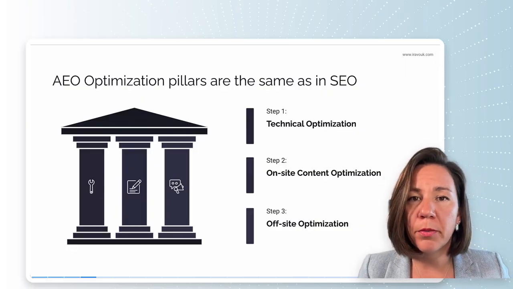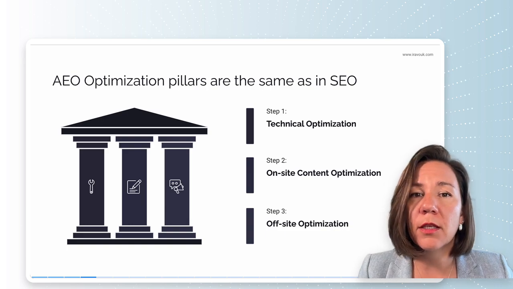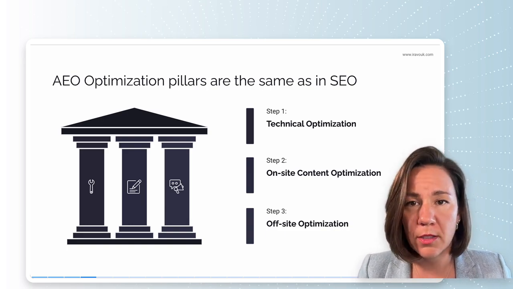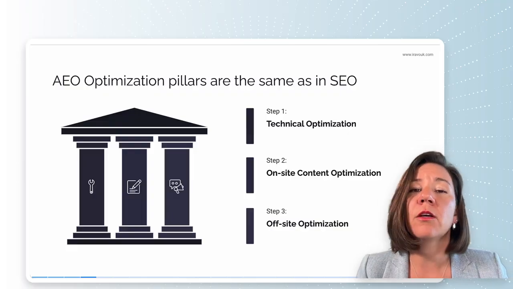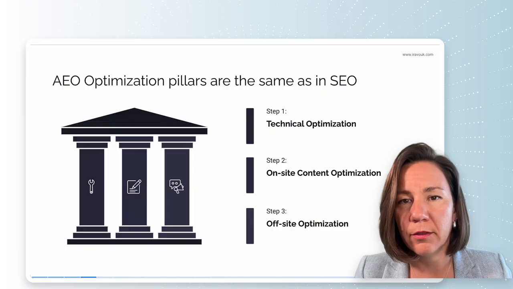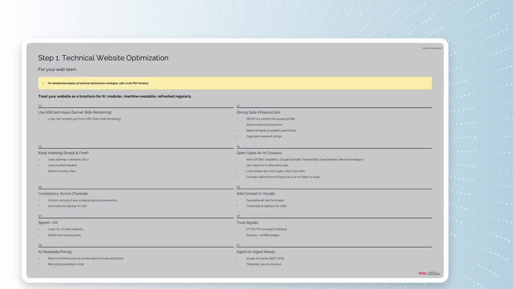AEO optimization pillars are essentially the same as in traditional SEO: technical optimization, on-site content optimization, and off-site optimization. They just behave slightly differently. Let's review them. Here is a distilled set of technical content structure recommendations.